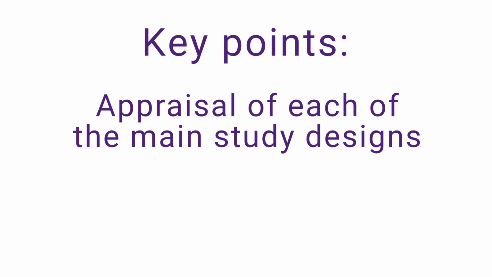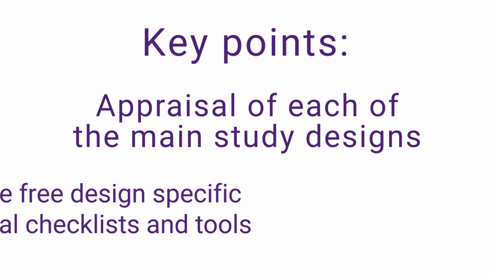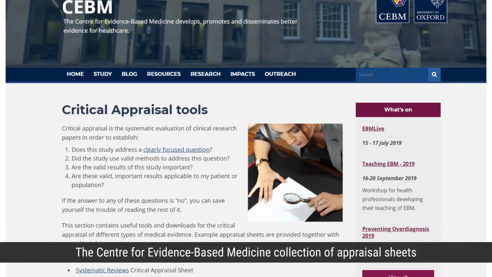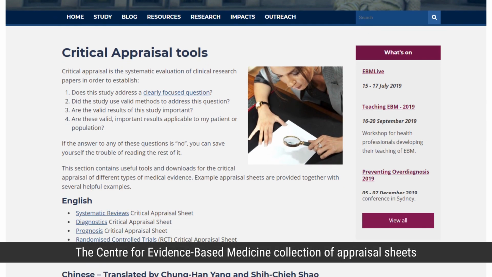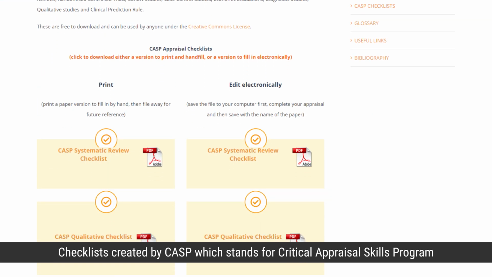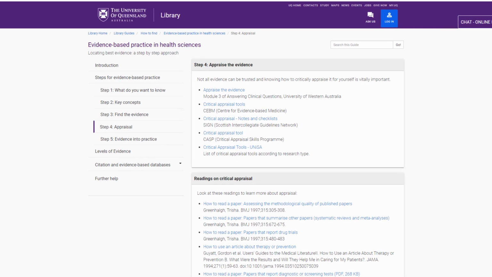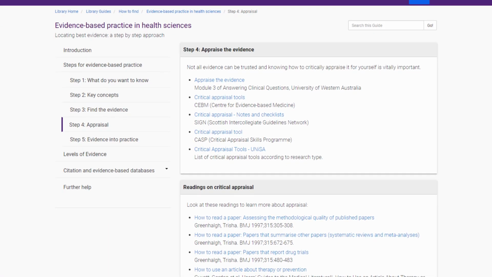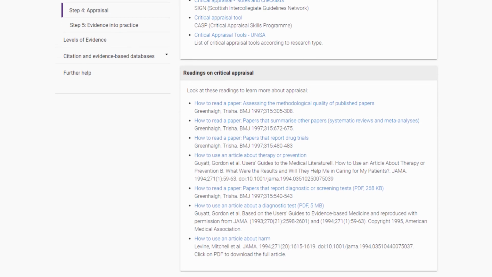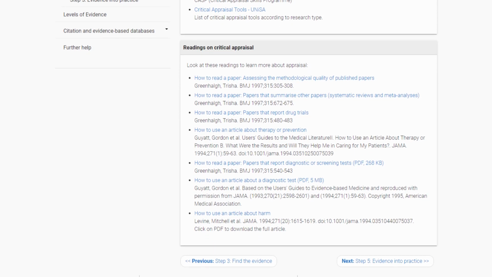However, it is recommended that once you have identified the study design, you should also use one of the design-specific critical appraisal checklists and tools freely available on the Internet to guide you. These include a collection of appraisal sheets from the Center for Evidence-Based Medicine and checklists created by CASP, which stands for Critical Appraisal Skills Program. Links to these critical appraisal tools are available on the University of Queensland Library Guide, Evidence-Based Practice in Health Sciences.